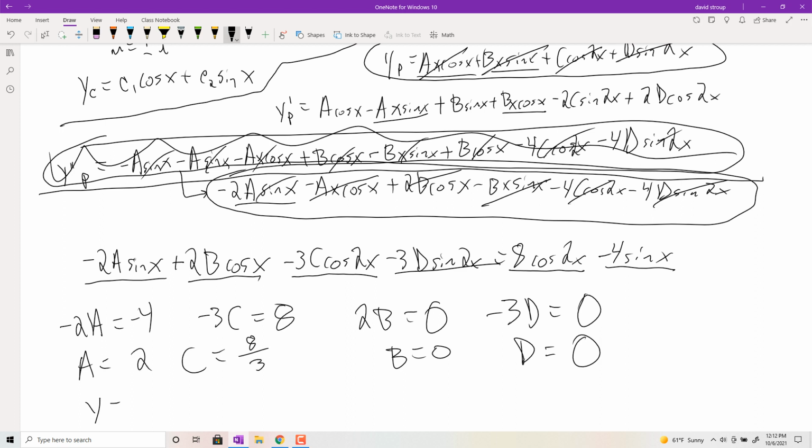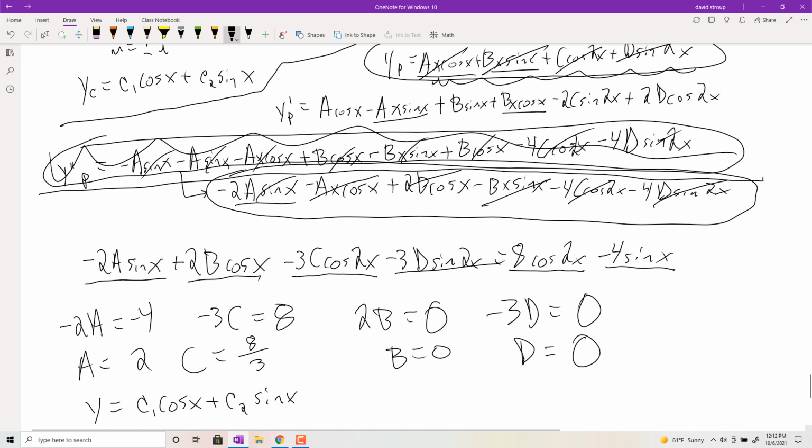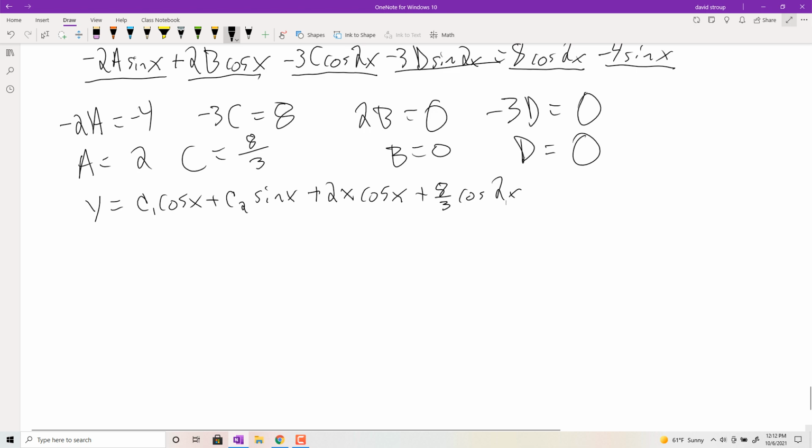So my solution is going to be y sub c, c1 cosine x plus c2 sine x. And then my particular solution, which is now somewhere way up there. Oh, I see it, it's circled. It's right here. So that's going to be ax, so plus 2x cosine x. And then b is 0, and then c, so plus 8/3 cosine 2x, and then everything else is 0. Let me see if I'm even on track.